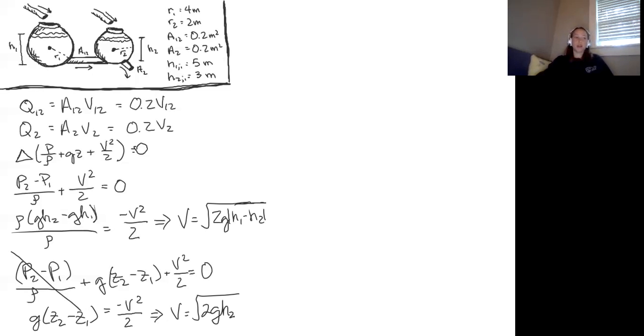And there we go. So the velocity of the liquid moving through the pipe between the two tanks is equal to the square root of 2 times the gravity times the difference in height. And the velocity of the liquid moving through the second pipe, the outlet pipe, is equal to the square root of 2 times gravity times the final height. So we can just go ahead and plug that back into our initial flow rate equations, and then we have our official flow rate equations.